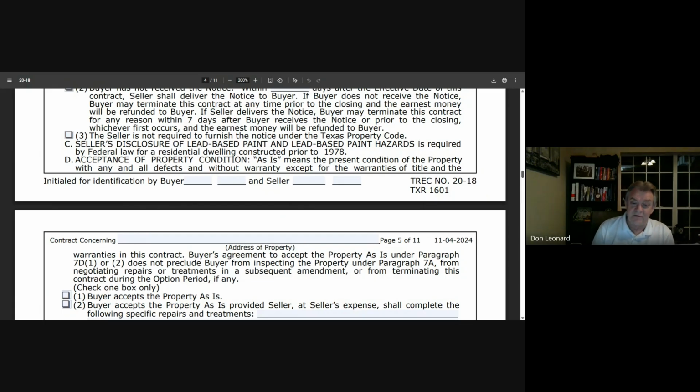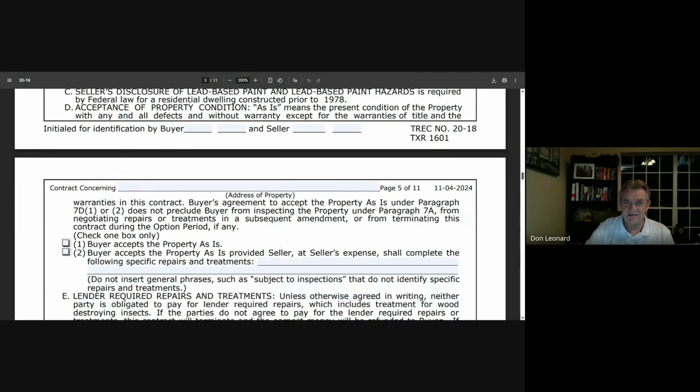But if you go a little bit further, it says the buyer's agreement to accept the property as is under this paragraph does not preclude the buyer from inspecting the property, from negotiating repairs or treatments, or from terminating the contract during the option period if they've got one. So just because they're saying, yes, I'm accepting the property as is, they're not giving up any of their rights. They're not giving up the right to inspect. They're not giving up the right to negotiate. If they mark box 1, they are stating that at this time they're willing to accept the property based on what they know now. They're willing to accept it as is.